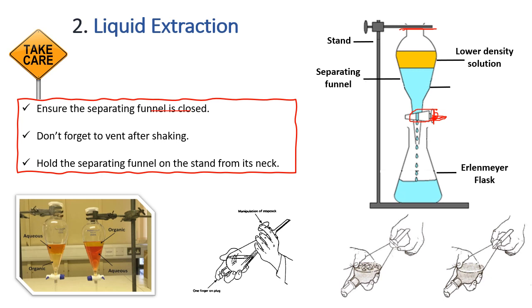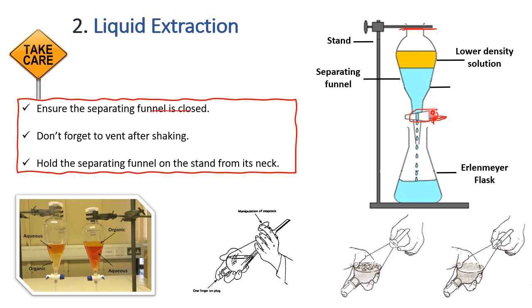We add the two liquids inside the separating funnel. We hold it like this, as you can see here in the picture, and then you shake. Don't forget to vent to release the internal pressure, and then you place it on the stand as it appears here in the image.